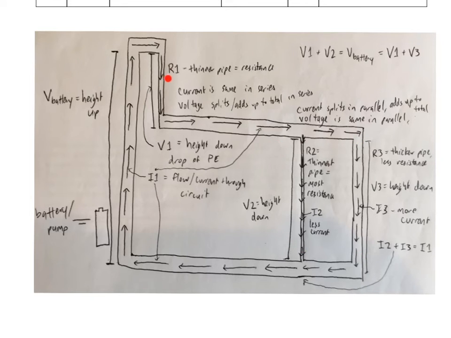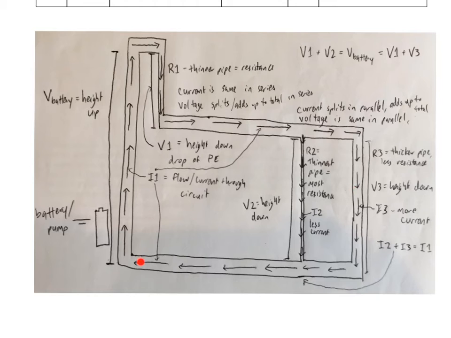The resistance is based off of how much total piece here. Oh, and I'm showing that voltage difference right here. The voltage of the battery is equal to V1 plus V2, and that's also equal to V1 plus V3. So this plus this, or this plus this.